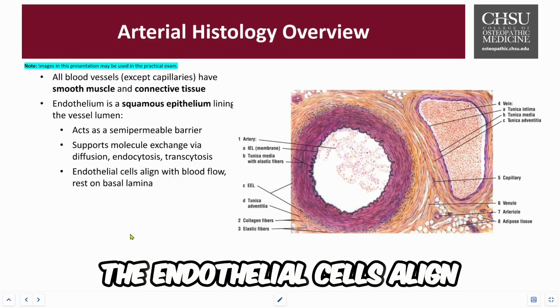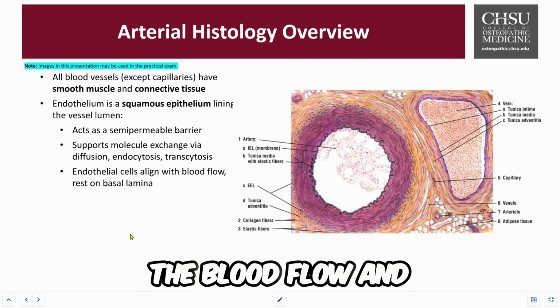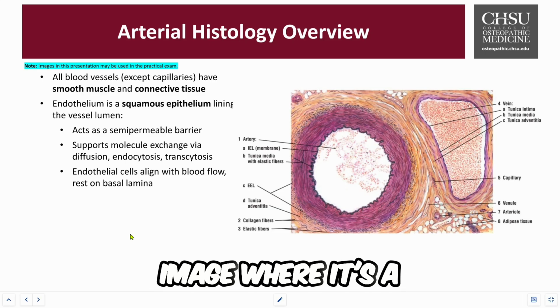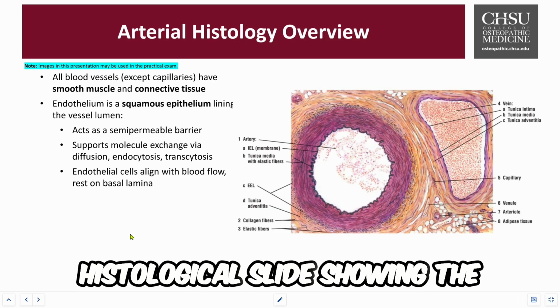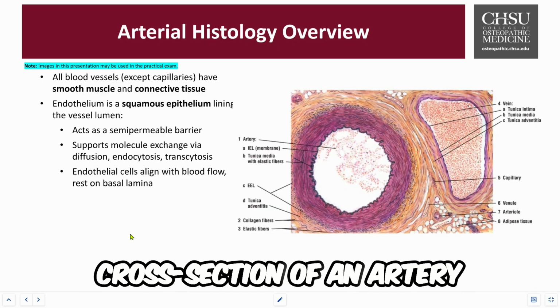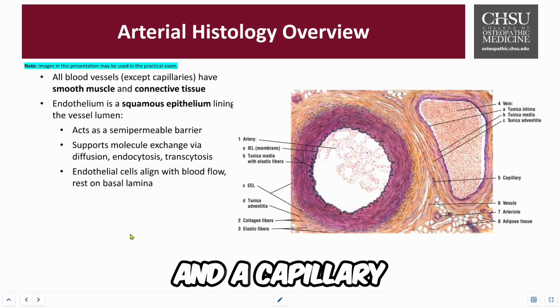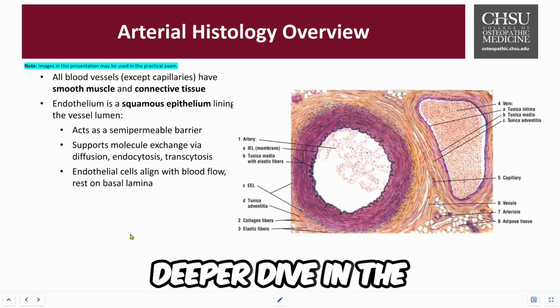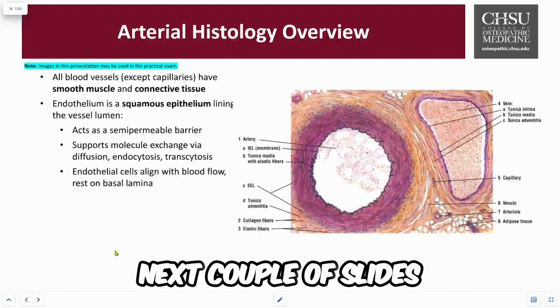The endothelial cells align with the direction of the blood flow and rest on the basal lamina. On the right, you can see a histological slide showing the cross-section of an artery, a vein, and a capillary, highlighting the differences in layers. And some of these components we will take a deeper dive into in the next couple of slides.